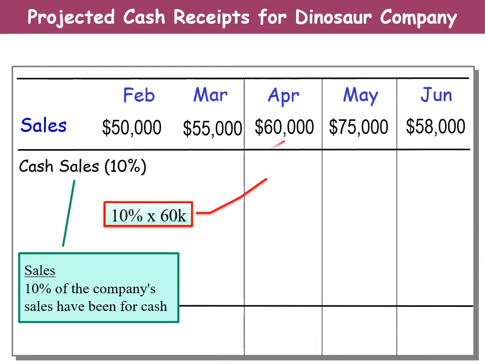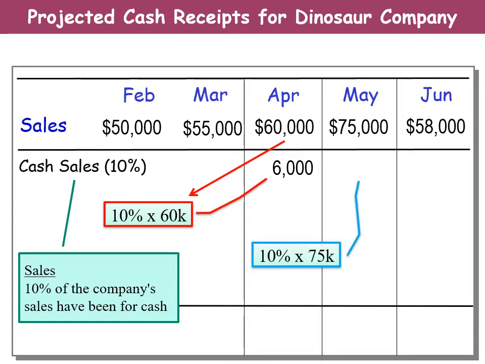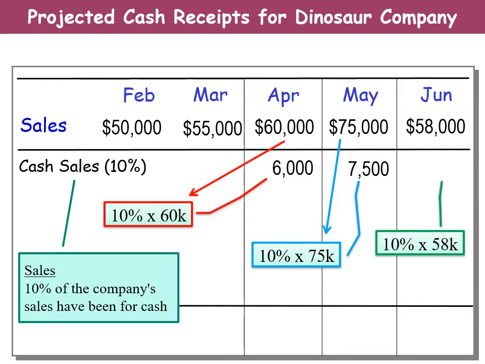So 10% times 60K is 6,000. So it means that 6,000 is collected immediately in April for April sales. 10% times 75K is 7.5K. So 7.5K is collected immediately in May. 10% times 58K gives you 5.8K.